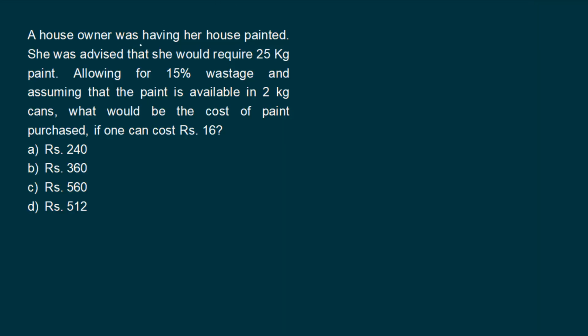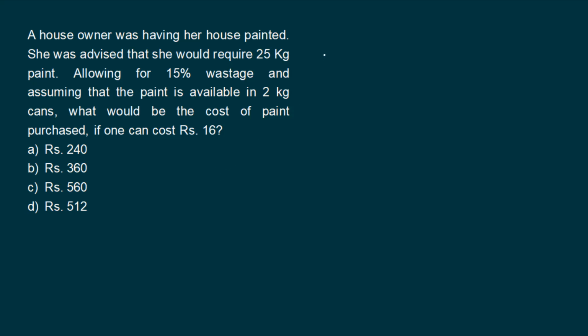A house owner was having her house painted. She was advised that she would require 25 kg paint. Allowing for 15% wastage and assuming that the paint is available in 2 kg cans only, what would be the cost of paint purchased if one can cost rupees 16?